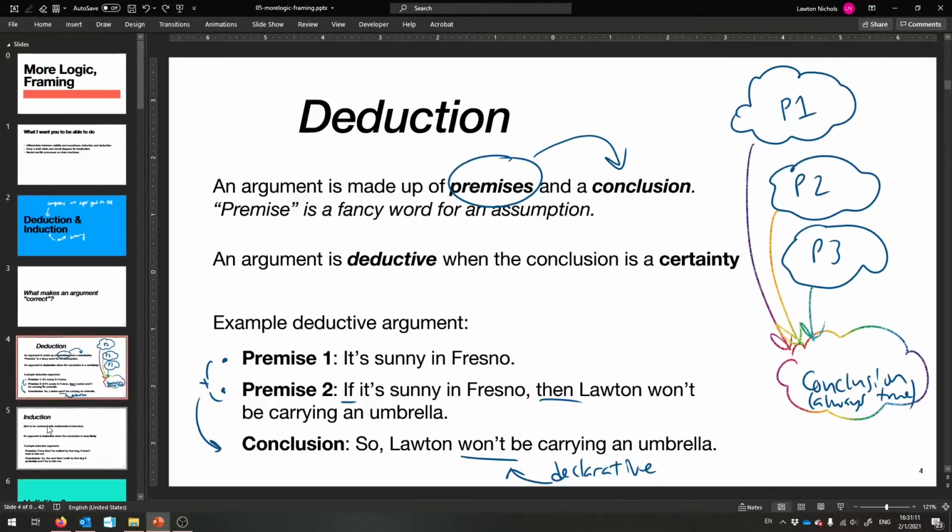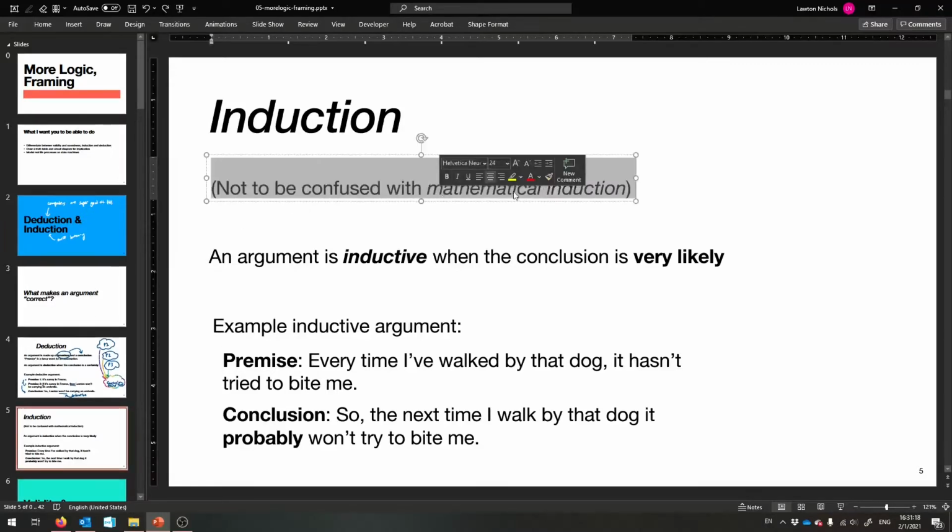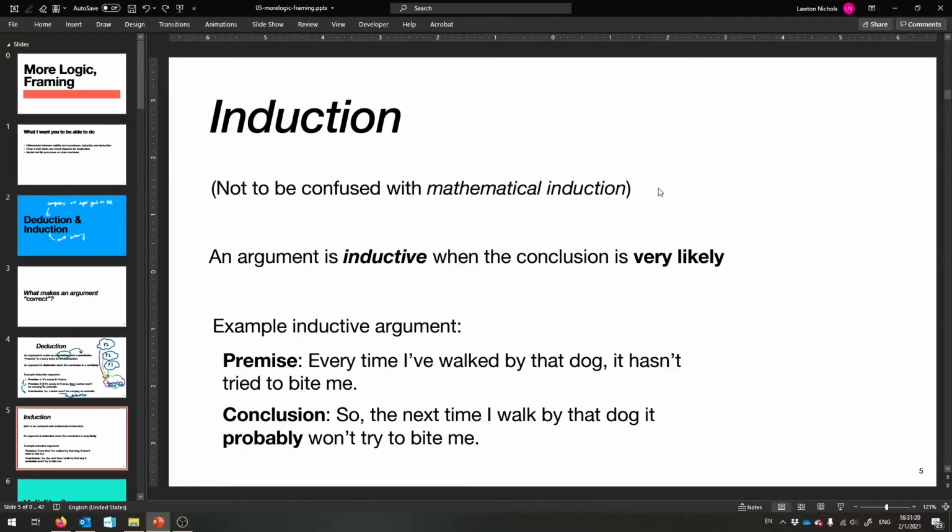And it's kind of the opposite of induction. Okay, so induction, not to be confused with mathematical induction, if you've learned about that in a fancy math class. Induction is more about probabilities. Okay, so we say an argument is inductive when the conclusion is very likely. It's not definitely the case, but very, very likely.